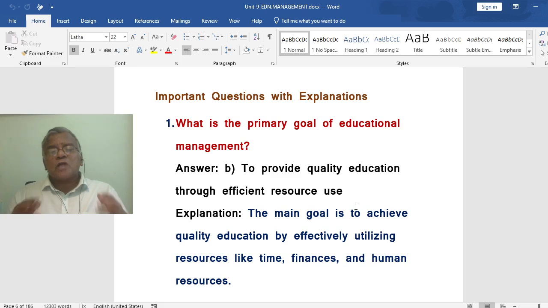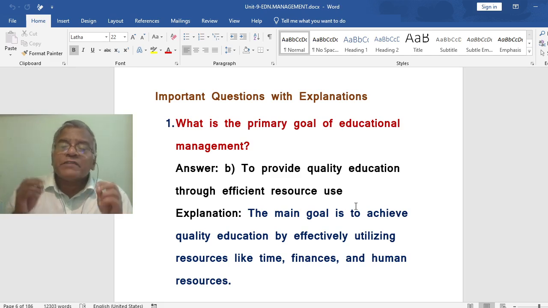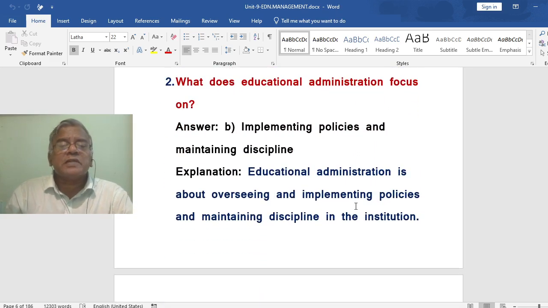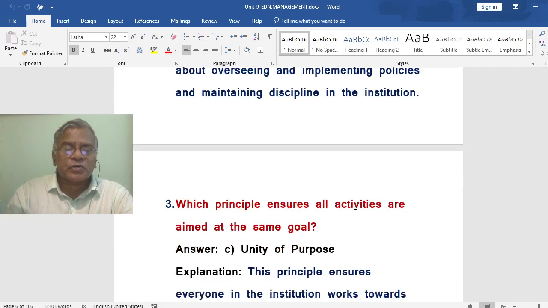The main goal is to achieve quality education by effectively utilizing resources like time, finances, and human resources. What does educational administration focus on? It focuses on implementing policies and maintaining discipline. Educational administration is about overseeing, that is supervising, and implementing policies and maintaining discipline in the institution.